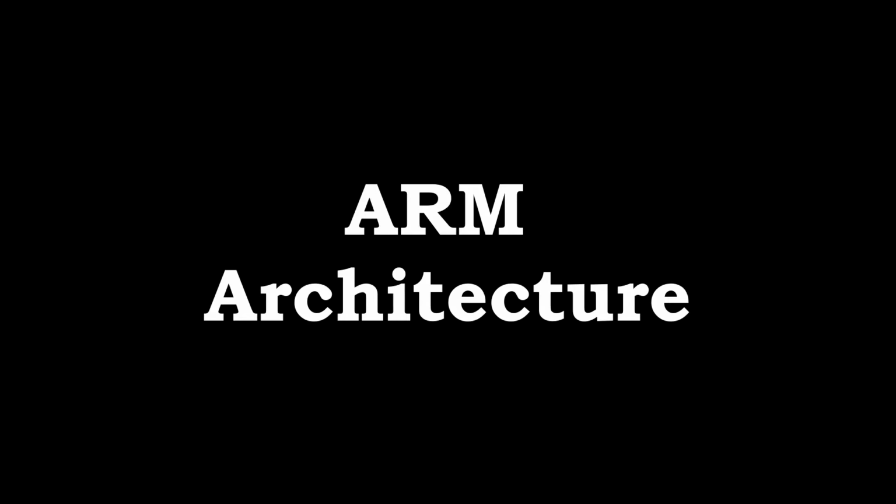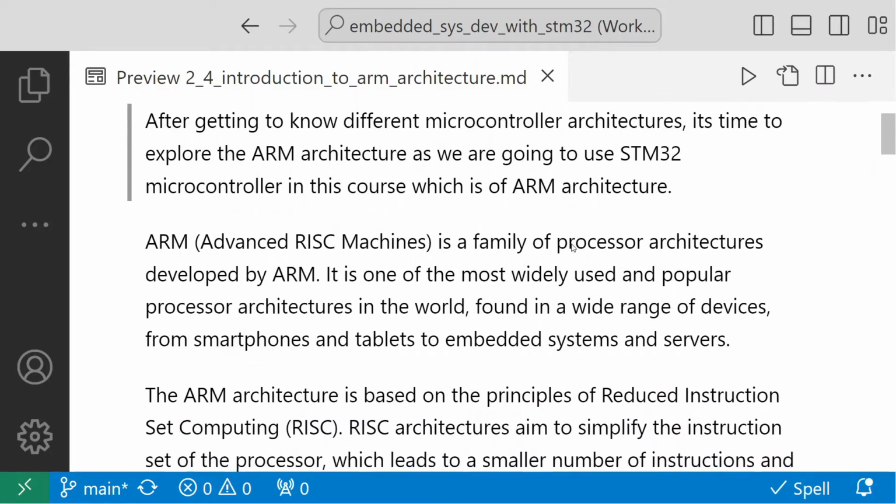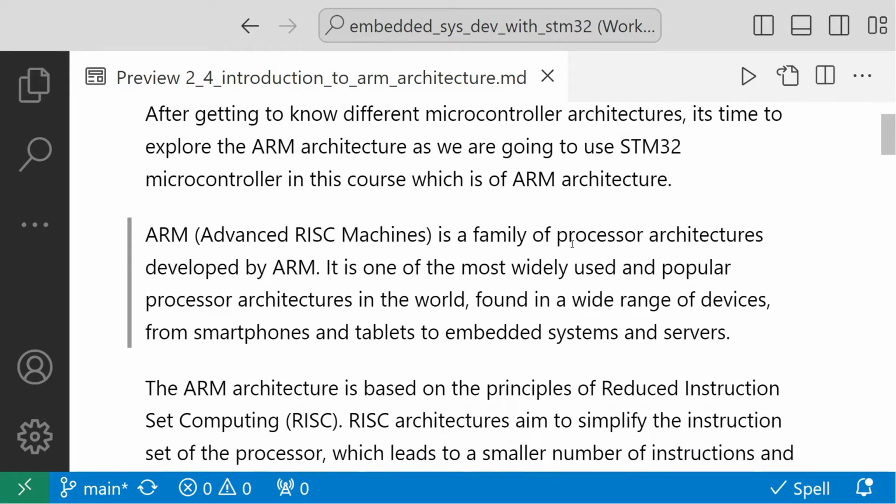Introduction to ARM architecture. After getting to know different microcontroller architectures, it's time to explore the ARM architecture, as we're going to use the STM32 microcontroller in this course, which is of ARM architecture. ARM stands for Advanced RISC Machines, a family of architectures developed by ARM. It is one of the most widely used and popular processor architectures in the world, found in a wide range of devices from smartphones and tablets to embedded systems and servers.